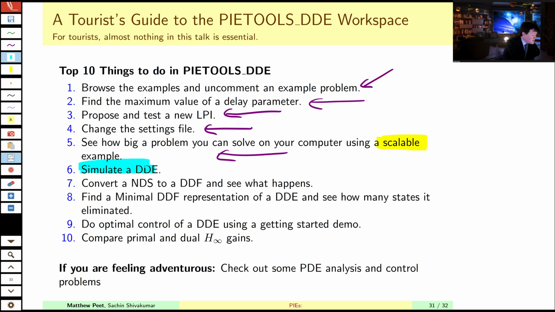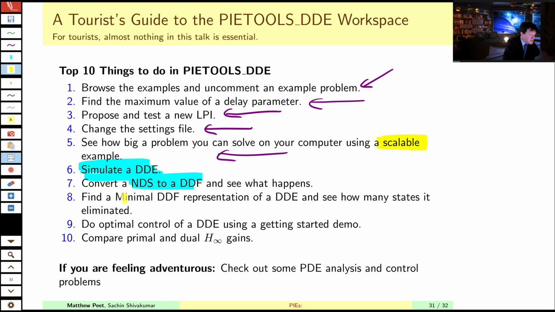Do simulation. Try that PySim simulation. See, you got a DDE floating around? Simulate it. See what happens. Convert something to a DDF. See what happens. Take that NDS you have, neutral type systems, convert it to a DDF. Bet you've never seen it as a DDF. Might be interesting.